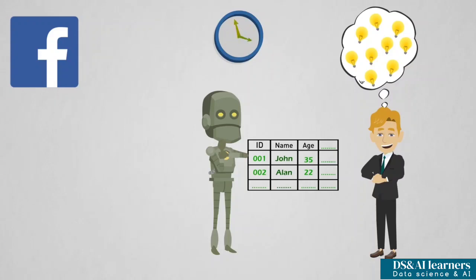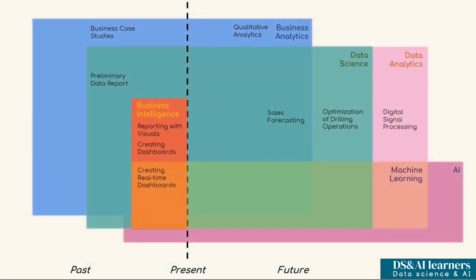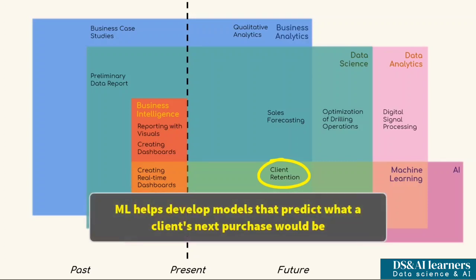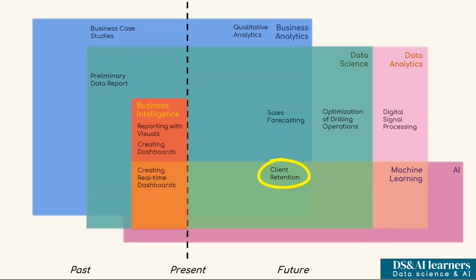In general, there is a lot of potential for development in this field. Turning to the other side of the vertical line, we can say client retention and acquisition are two typical business activities where machine learning is involved. It helps develop models that predict what a client's next purchase would be, for example. Since we could say data analytics and data science are applied in client retention and acquisition as well, we can leave this term right over here.